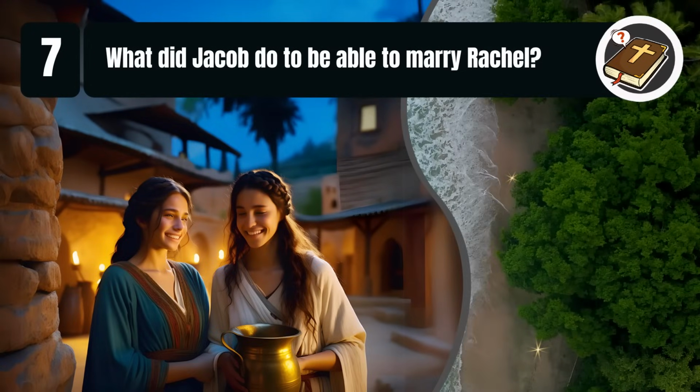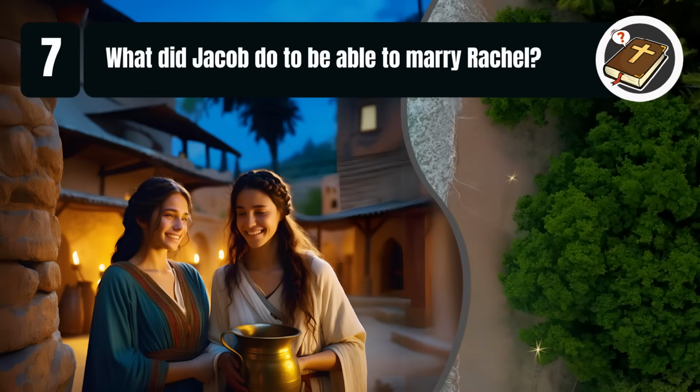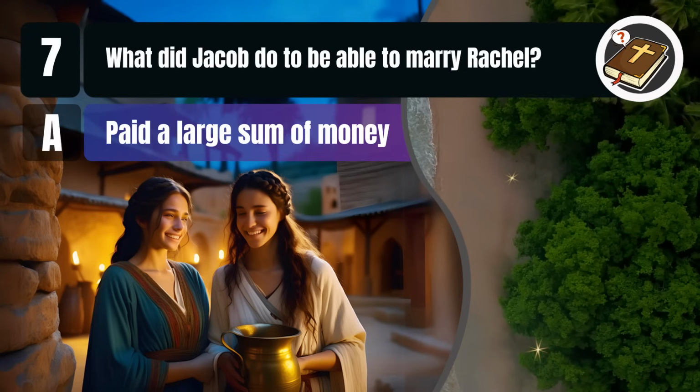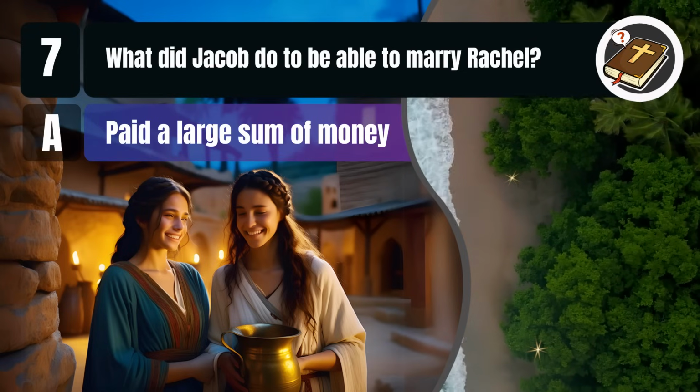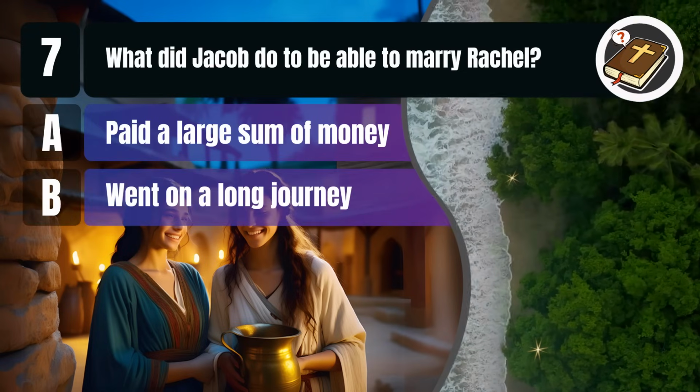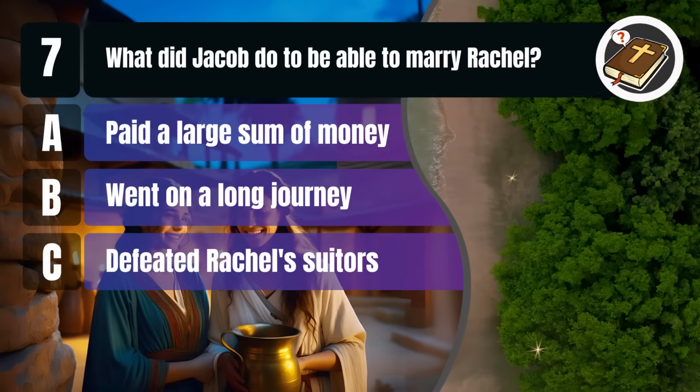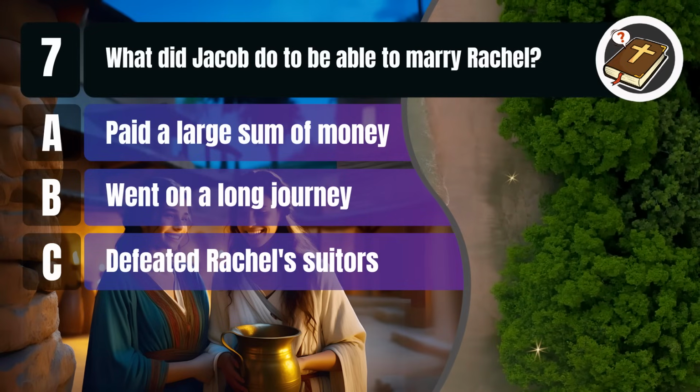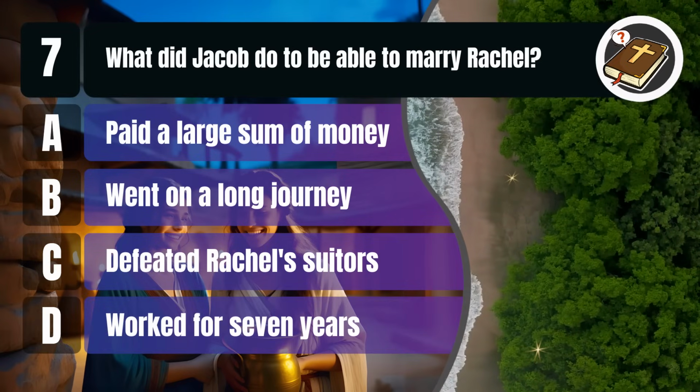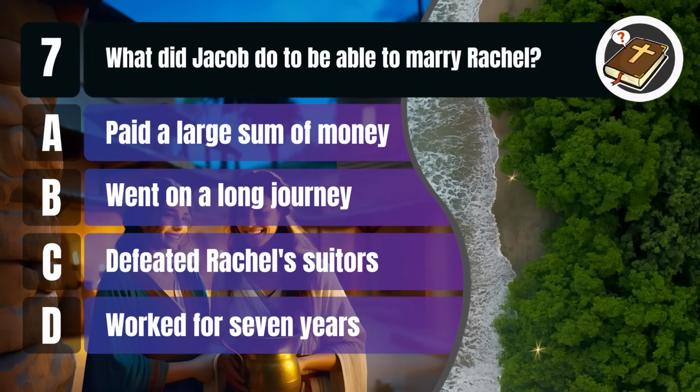Question 7. What did Jacob do to be able to marry Rachel? A, paid a large sum of money. B, went on a long journey. C, defeated Rachel's suitors. D, worked for 7 years. You get 10 seconds.